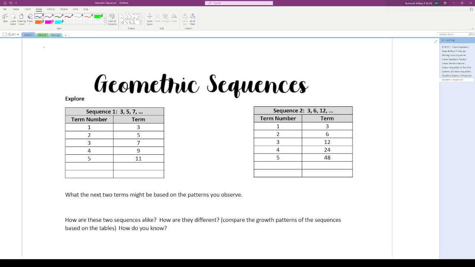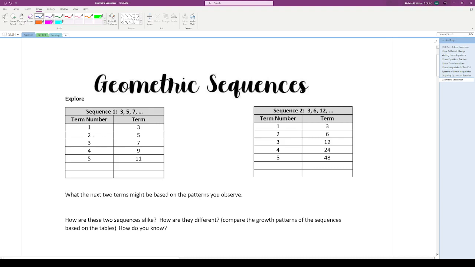Our topic for today is geometric sequences. If you have not already tried this first part on your worksheet that says Explore and has these two tables and then two questions down below, I'd like you to go ahead and try those and make sure you see how it works, and then I'll go through it with you. So pause the video, do what you see here on screen, and then unpause it and I'll go through it.